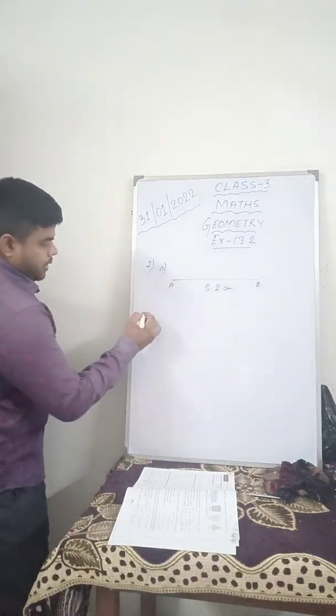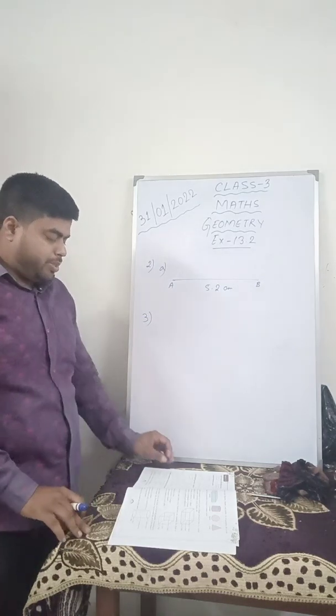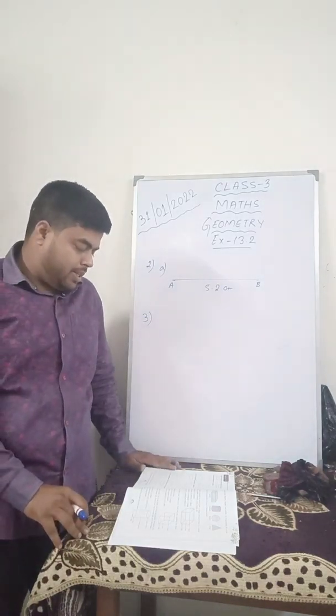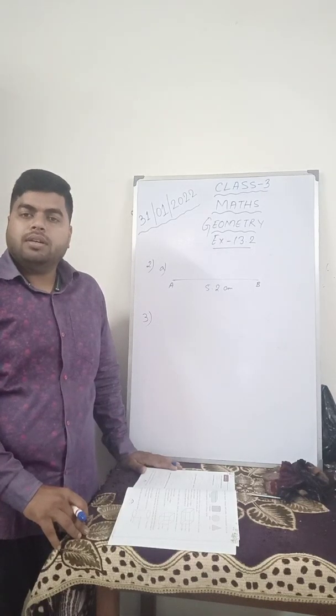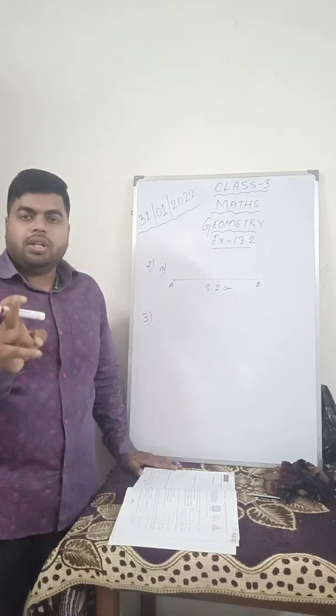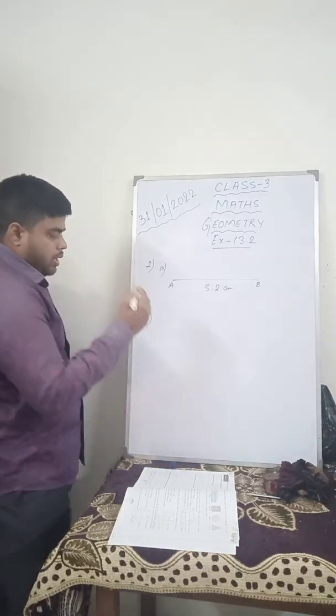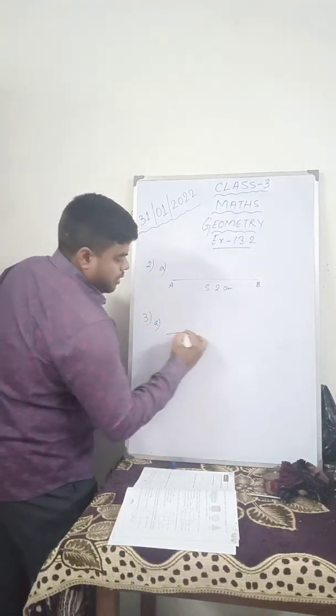Coming to question number 3. In question number 3, they have said identify the parallel lines and put a tick against the given line. Now you will draw all the figures. So suppose question number A.